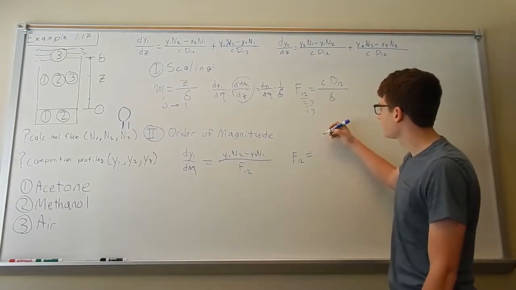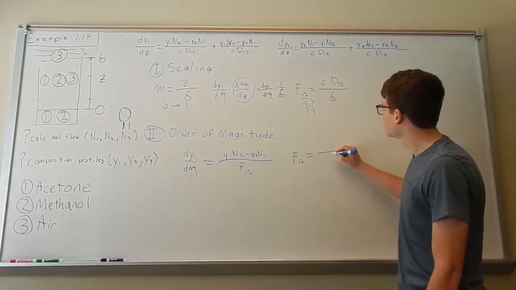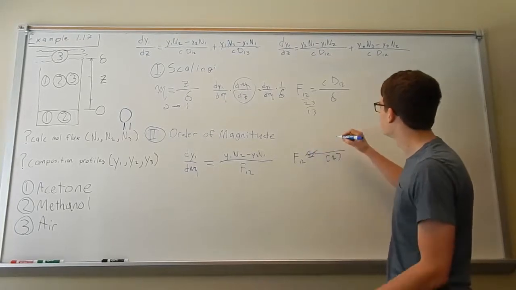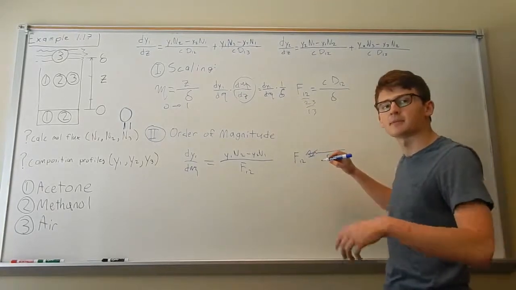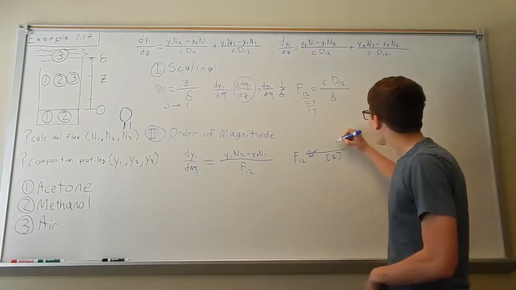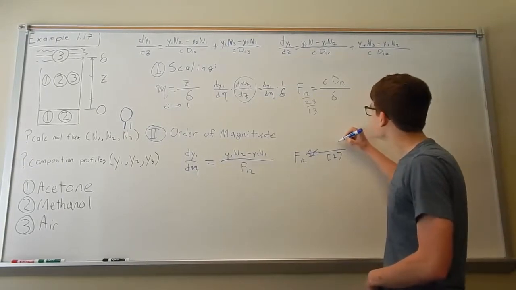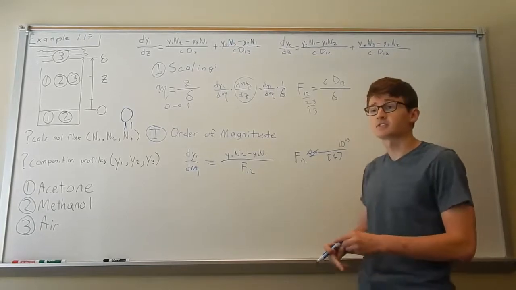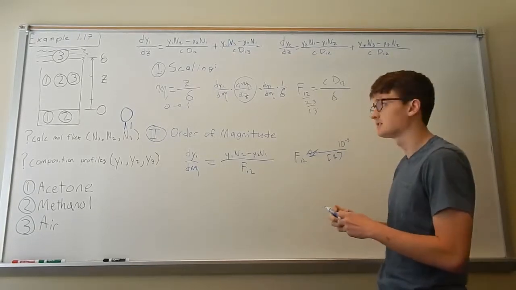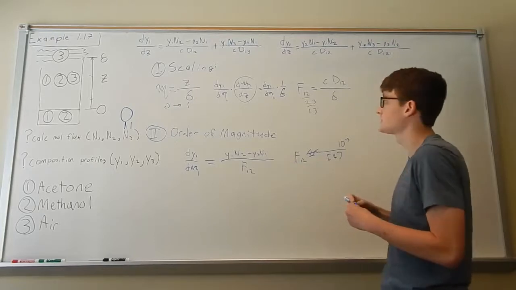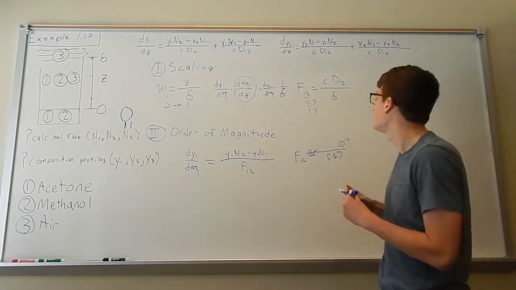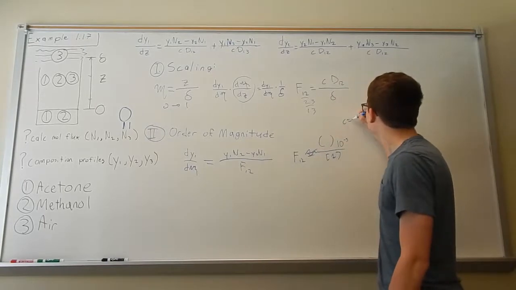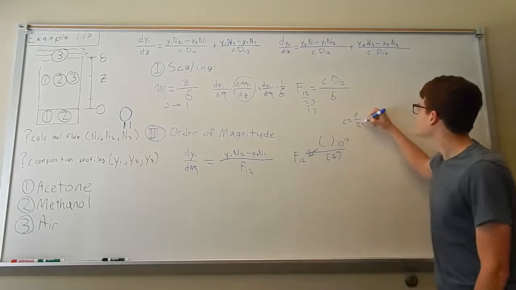So we have the delta. The delta is an order of magnitude of about 1. I'll just make these equivalent. They're about the same. And then we have the D. So this diffusion coefficient is going to be on the order of magnitude of 10 to the negative 5th. That's just something you have to know because it's a gas. That's just something you have to kind of know the order of magnitude of. And then we have P over RT. C equals P over RT.